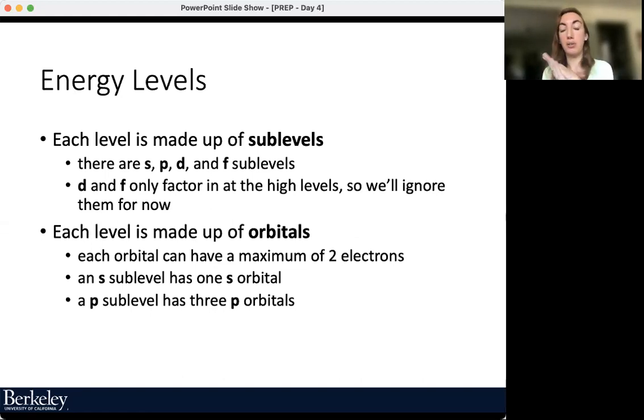So each orbital can have a maximum of 2 electrons. Any S sublevel has only 1 S orbital, so an S sublevel can hold only 2 electrons. A P sublevel will always have 3 P orbitals. So that means it can hold a maximum of 6 total electrons.